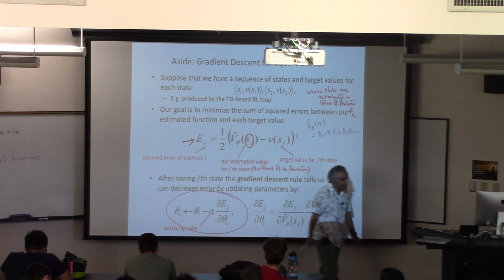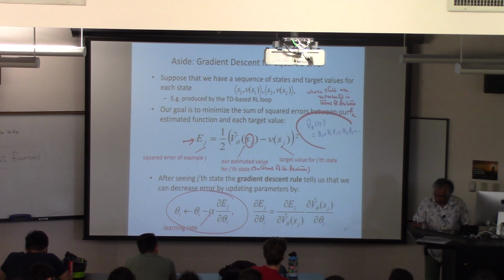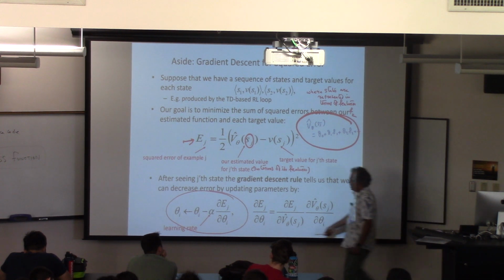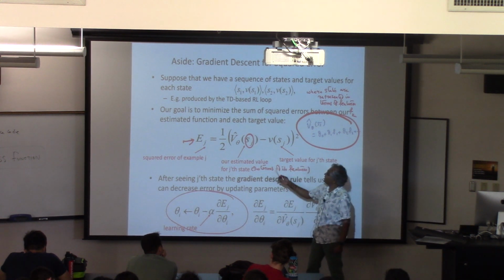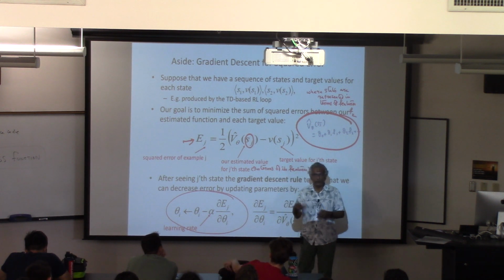Okay? So now a little bit of differentiation. It turns out that this is the value function, and the error is in terms of the value functions. It's the square of the value function minus the correct value. But what you're trying to do is differentiate with respect to theta. The theta is inside of this. That's where you use the chain rule.